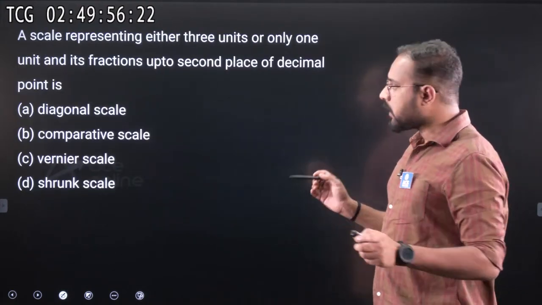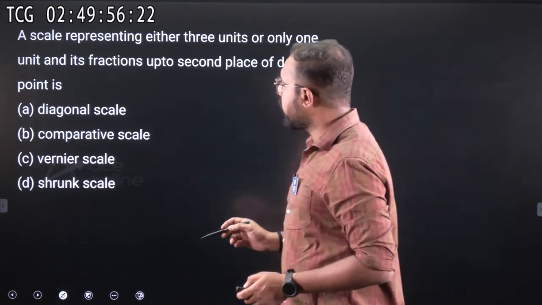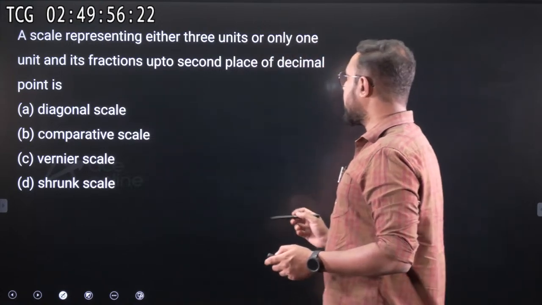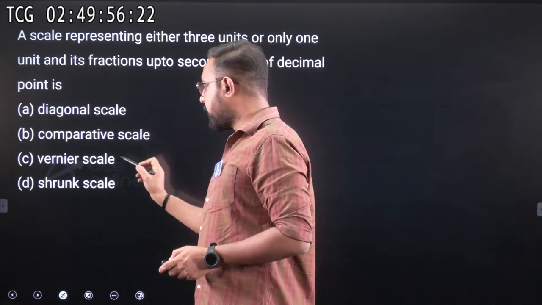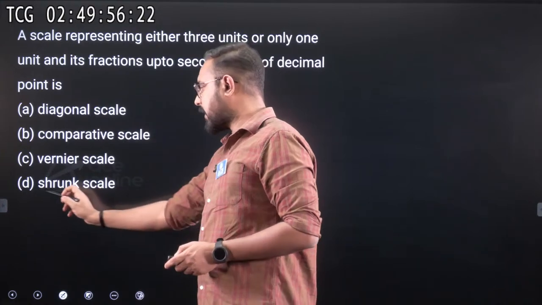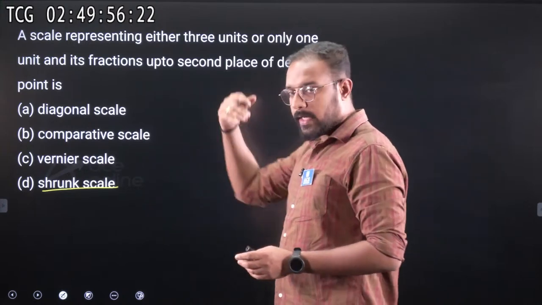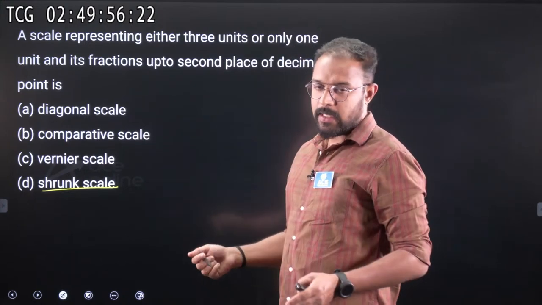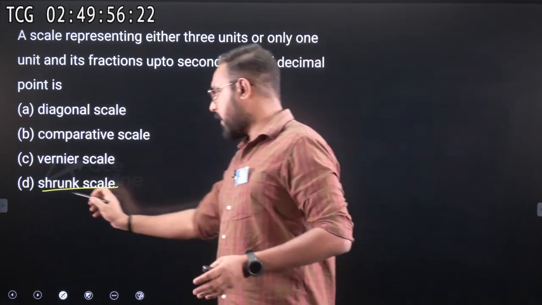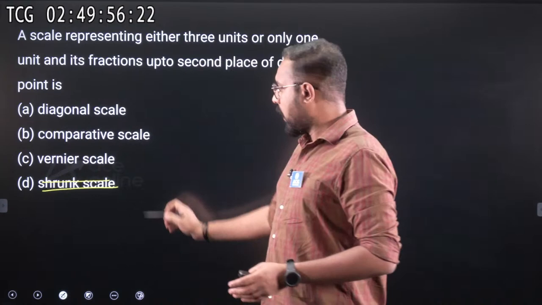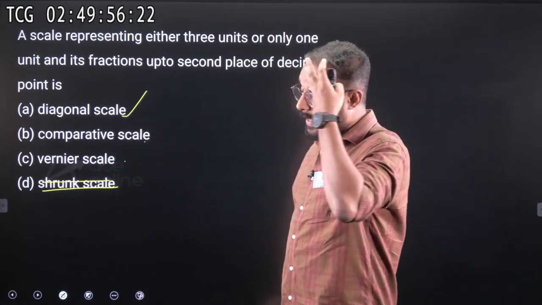Right. So next question: a scale representing either 3 units or only 1 unit and its fractions up to the second decimal place is, right, diagonal, comparative, vernier, or shrunk scale. See, a shrunk scale is applicable only if the map undergoes shrinkage. So it is not a scale by which we will prepare a map. It is a scale we have to use after the map has undergone shrinkage. So that is immediately eliminated. Now, among comparative and diagonal, which is the correct answer? That answer is diagonal scale.